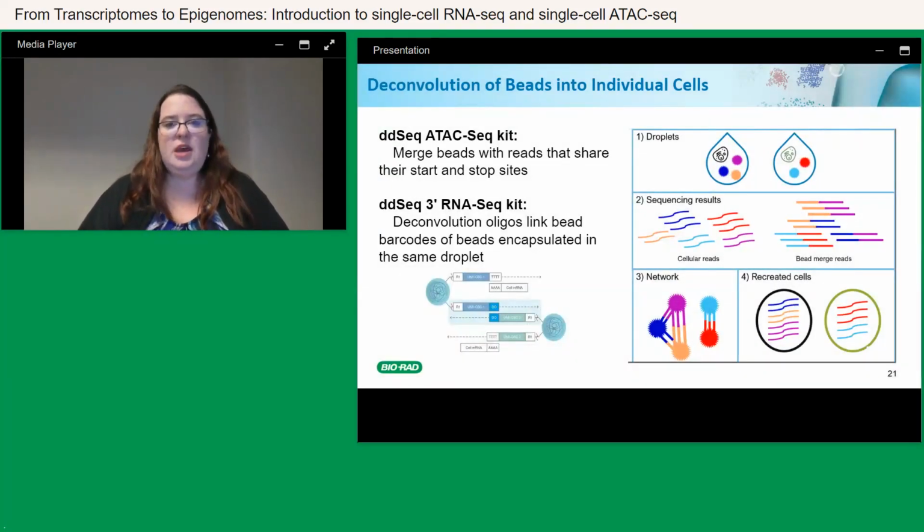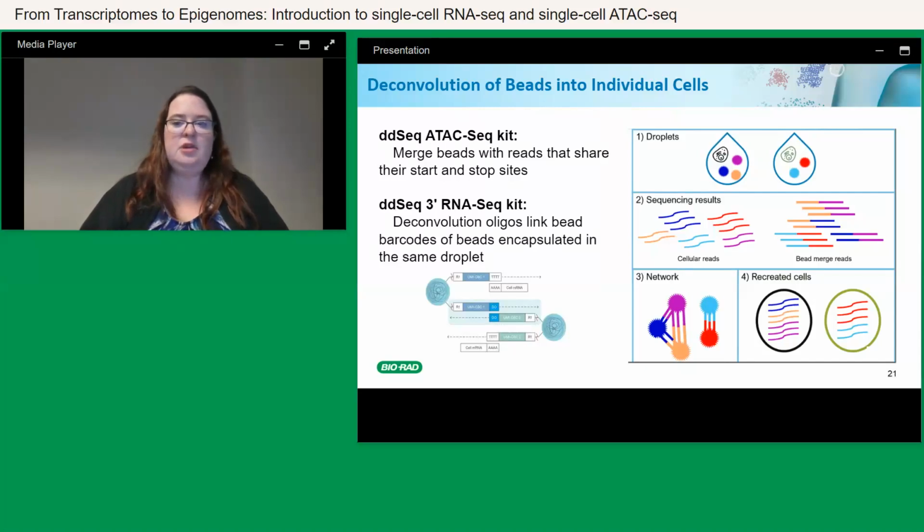To recreate these bead networks, you use a slightly different strategy for each single-cell assay. For the DD-seq ATAC-seq kit, we identify the start and stop positions of each sequencing read for each of the beads. These positions are then compared to the start and stop positions of the sequencing reads of all the other beads in the sample. The beads with a high overlap of these sites are more likely to be from the same droplets compared with beads with low or no overlap. Once these full comparisons are completed, the resulting bead networks can be determined, and the genomic information for these connected beads can be brought together to identify the full genomic information from the original encapsulated cell.